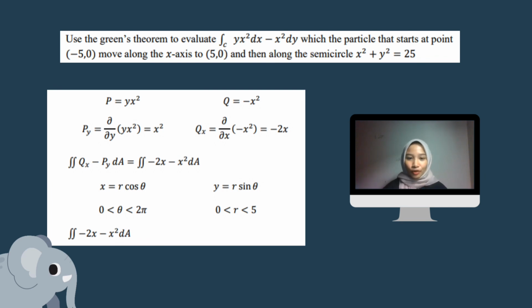So the next step, we find Py, which is the partial derivative of P with respect to y, and we find Qx, which is the derivative of Q with respect to x. Then we get Py equal to x squared and Qx equal to negative 2x. Since it involves the semicircle, we need to change the rectangular form to the polar form, which is x equal to r cos theta and y equal to r sin theta. And theta ranges from 0 to 2 pi, and the radius is from 0 to 5.